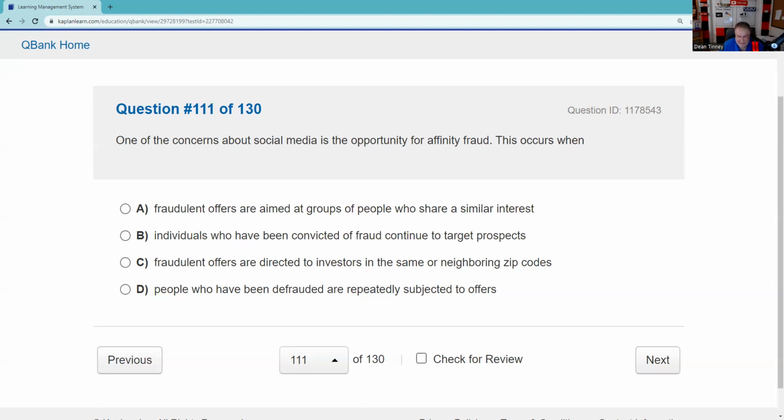So it says one of the concerns of social media is affinity fraud. I just told you what affinity fraud means. It's fraudulent offers aimed at groups of people who share similar interests. As a compliance officer, you want to keep an eye on that, right? There's nothing wrong with having a legitimate business within your affinity group. The problem would be if you're using that to take advantage of people.